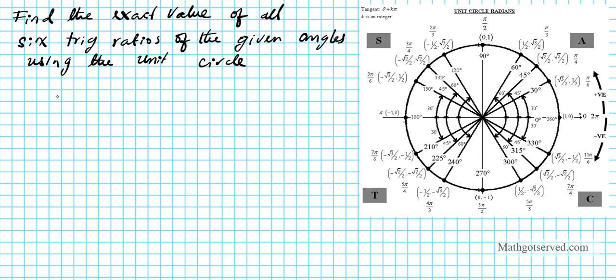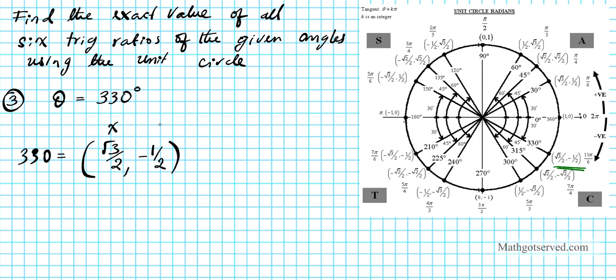All right, so number 3, let's say theta equals 330 degrees. First thing we're going to do is locate 330 degrees on a unit circle. We can clearly see that it's located right here. So all I need is the coordinates that correspond to that angular measure, which is √3/2 and -1/2. So 330 degrees is going to give us √3/2 and -1/2. Now this is my x coordinate and this is my y coordinate.